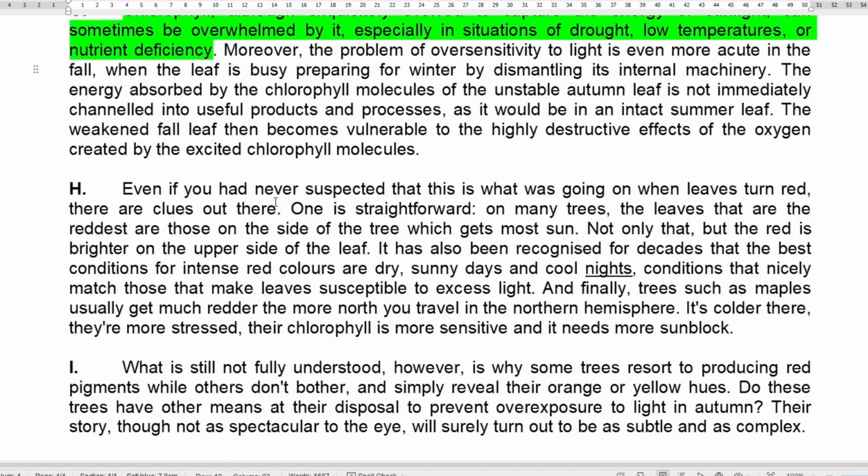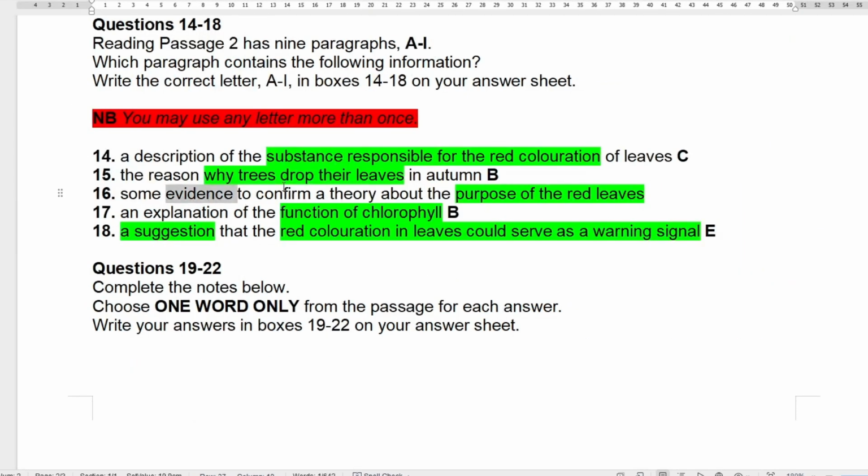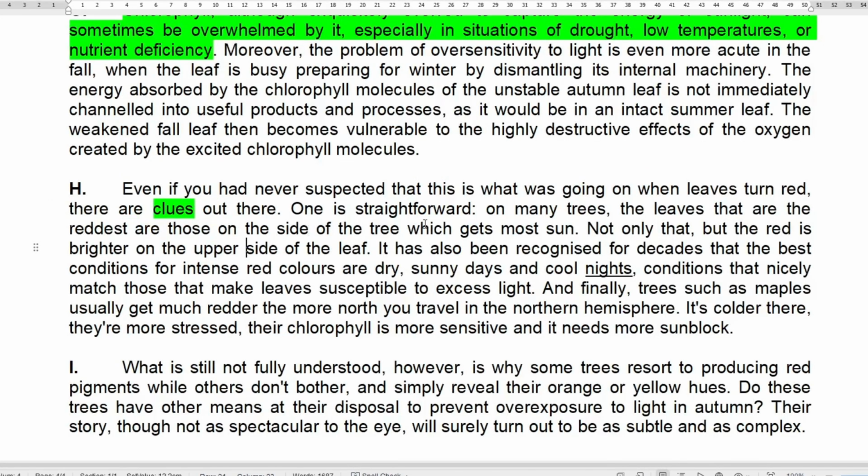Even if you had never suspected that this is what was going on when the leaves turn red, there are clues out there. Okay, finally we have a word saying clues, meaning evidence, to confirm the theory about the purposes of the red leaves. One is straightforward. On many trees, the leaves that are the reddest are those on the side of the tree which get most of the sun. So I think this is the answer, is it?